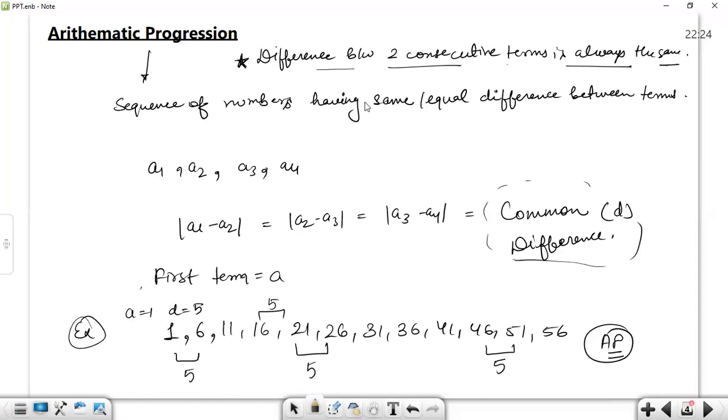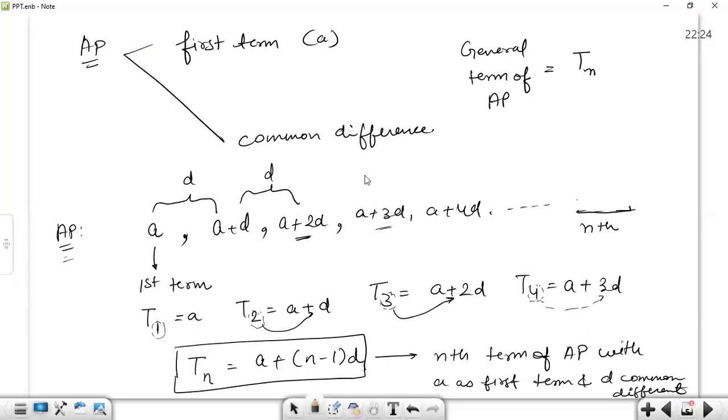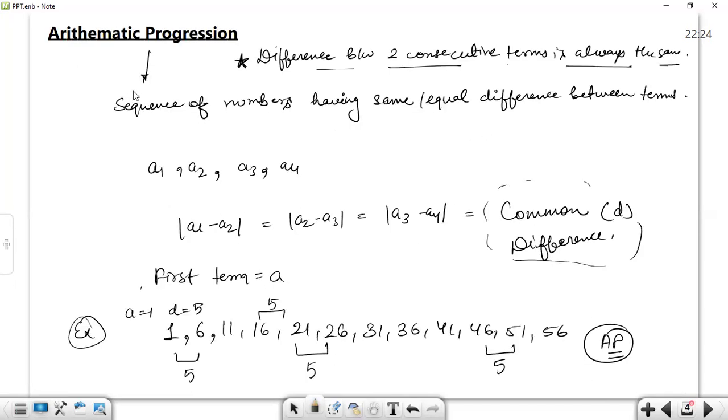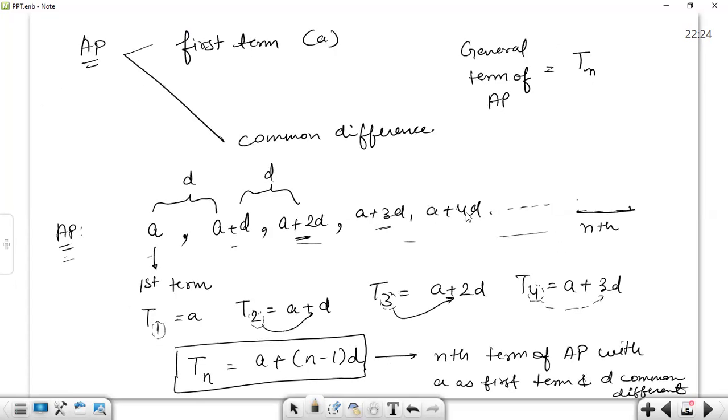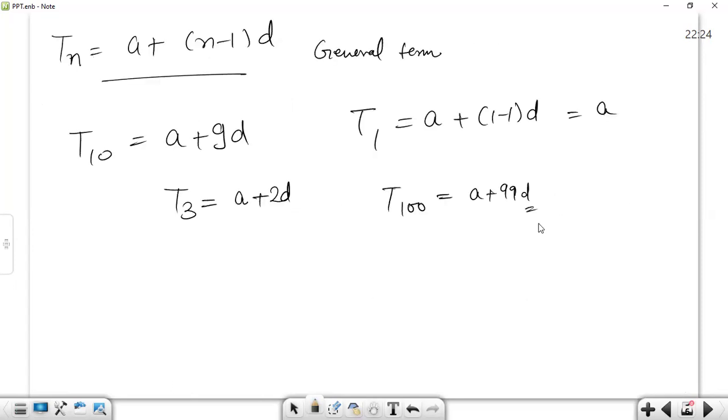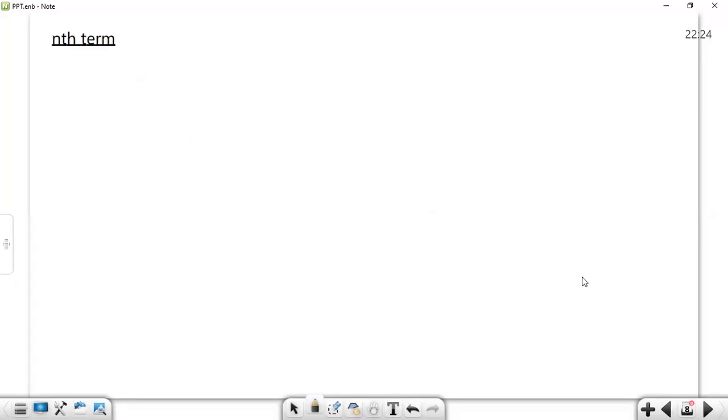Here n is the number of terms: the first, second, third. So the n here is a natural number, and the terms of an AP can belong to the real numbers: any real number, integer, rational, irrational. Clear? Yes, sir. Because the number of the term, first, second, third, is always going to be a natural number. Clear? So let's now move ahead.